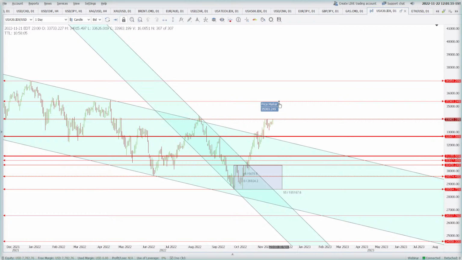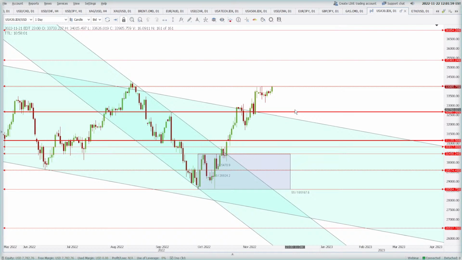There is a lot of resistance here, so let's see how things unfold tomorrow. But right now, this is a very good area of resistance, and let's see if this breaks. If this breaks, 35,383, which is the next resistance, is what we can assume is exposed.